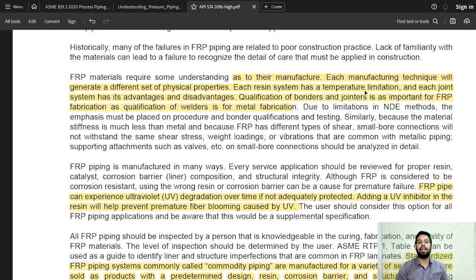FRP materials require some understanding as to their manufacture. Each manufacturing technique will generate a different set of physical properties. Each resin system has a temperature limitation, and each joint system has its advantages and disadvantages. Qualification of bonders and jointers is as important for FRP fabrication as the qualification of welders is for metallic fabrication.